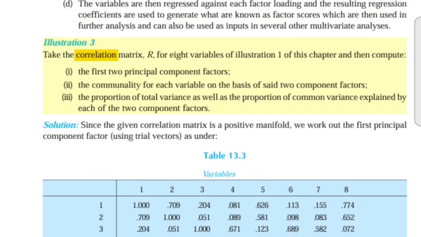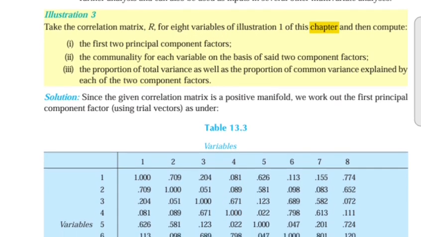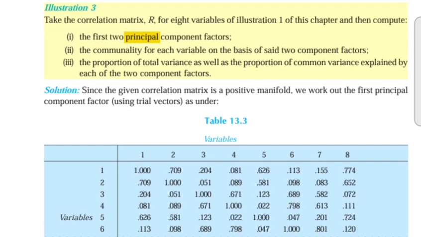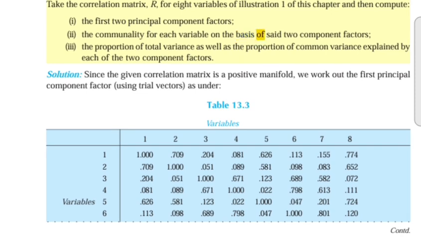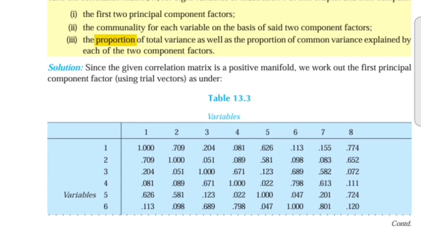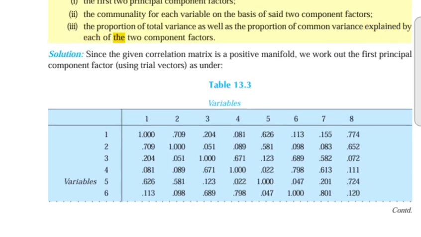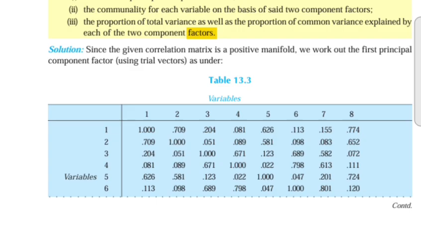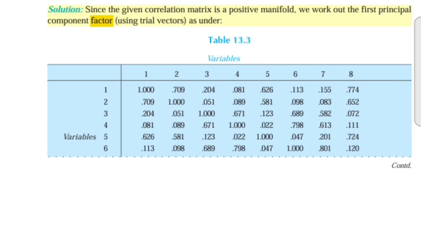Illustration 3. Take the correlation matrix, R, for the 8 variables of Illustration 1 of this chapter and then compute, (i) the first 2 principal component factors, (ii) the communality for each variable on the basis of said 2 component factors, (iii) the proportion of total variance as well as the proportion of common variance explained by each of the 2 component factors. Solution. Since the given correlation matrix is a positive manifold, we work out the first principal component factor using trial vectors as under.